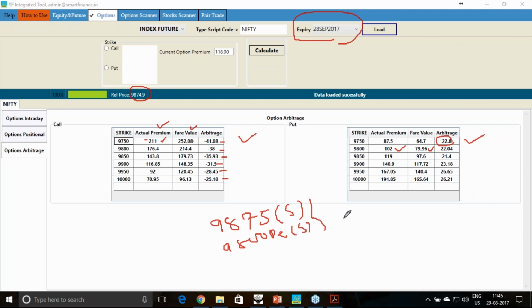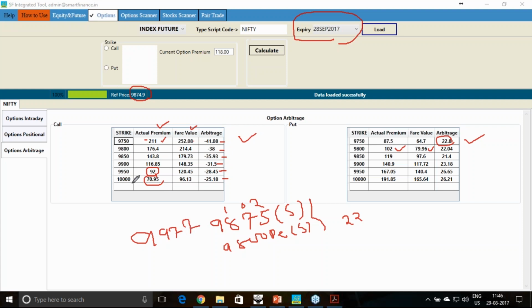In this, I got 22 rupees extra money. Actual is 80, I am getting 102. So by this process, till 9775 I am protected. If I am adding a 9950 call option, which is quoting at 92 rupees, or 10,000, so currently at 9875 I am receiving a premium of 102. If I add it here, by this process my future is being protected till 9977.